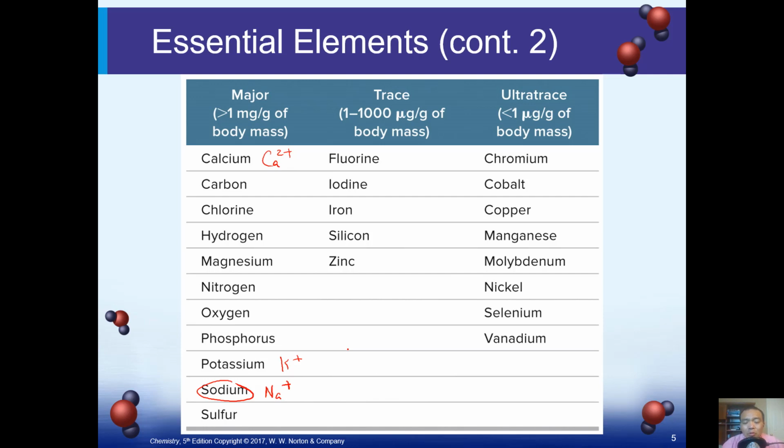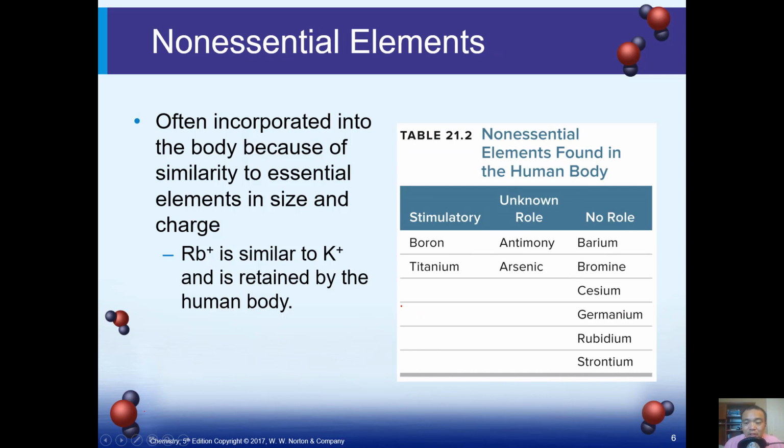So remember, most elements are found in the form of compounds. But oxygen, you can find it in the elemental form as O2, or you can find it in compounds like H2O or CO2, bicarbonate, etc., as we just mentioned. The non-essential elements are summarized in this table. Those that have a stimulatory role, including boron and titanium.